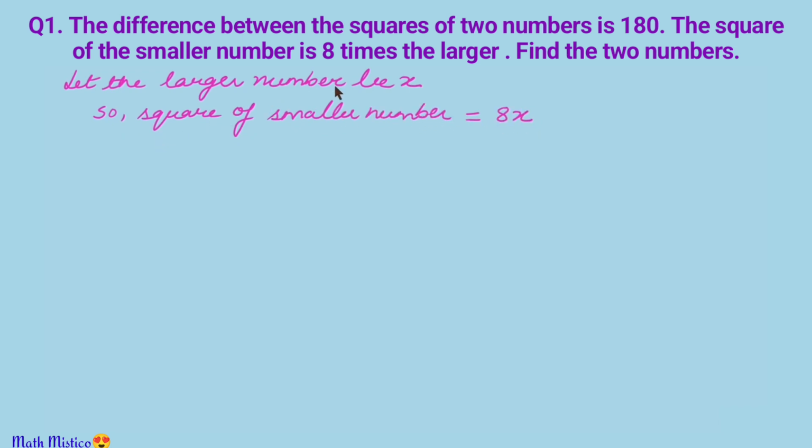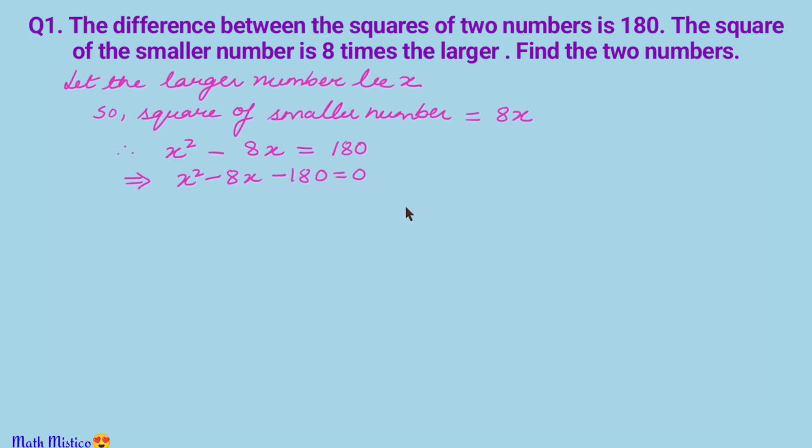The difference of the squares is 180. Clearly the larger number will have the larger square, so when we take the difference we'll write the larger square first. Therefore x square minus the square of the smaller number, which is 8x, so we'll write 8x. Don't square this because it is already a square. Okay, is equal to 180, or x square minus 8x minus 180 equal to 0. So this is the equation representing the given situation.